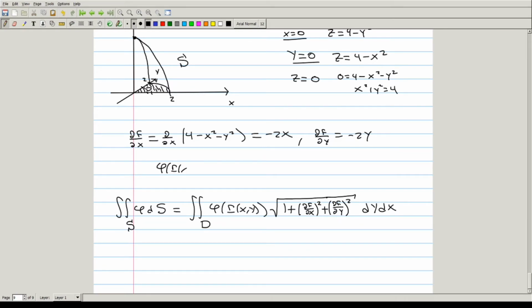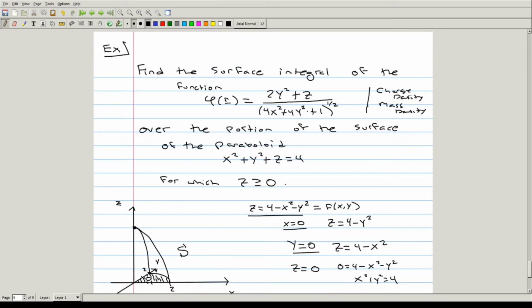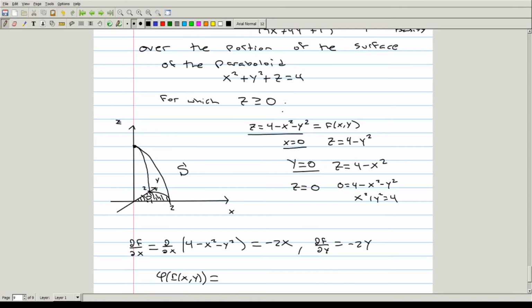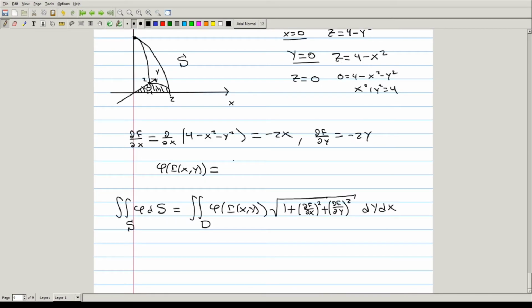Also, phi of r of xy is going to be the function phi with x and y and z plugged into it. So phi of r of xy is going to be 2y squared plus z, which is 4 minus x squared minus y squared, divided by 4x squared plus 4y squared plus 1, to the power 1/2.